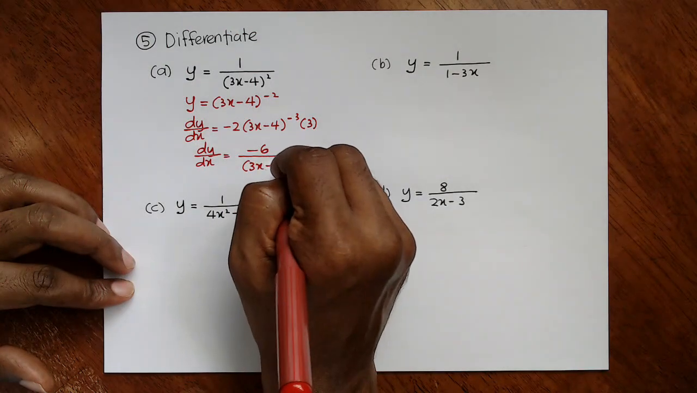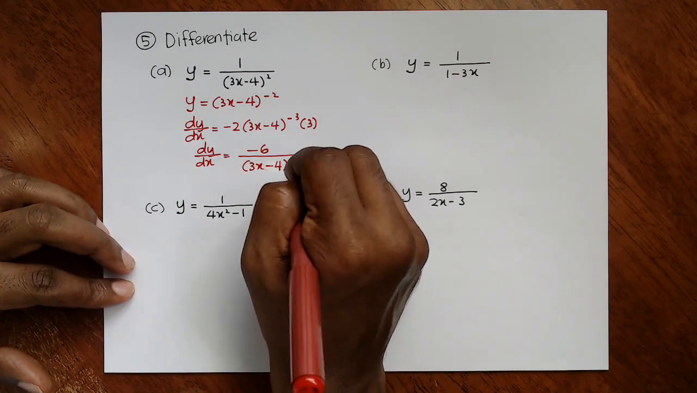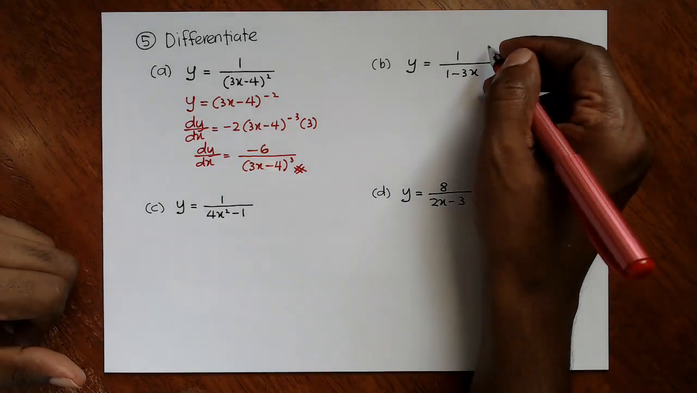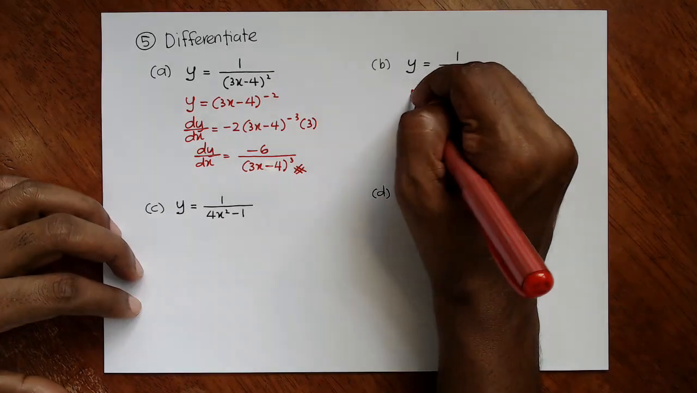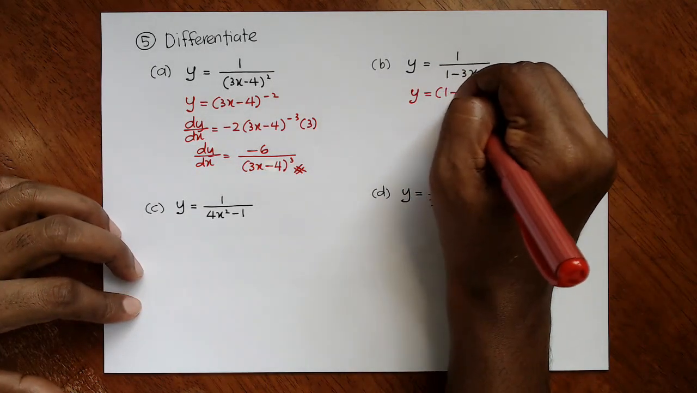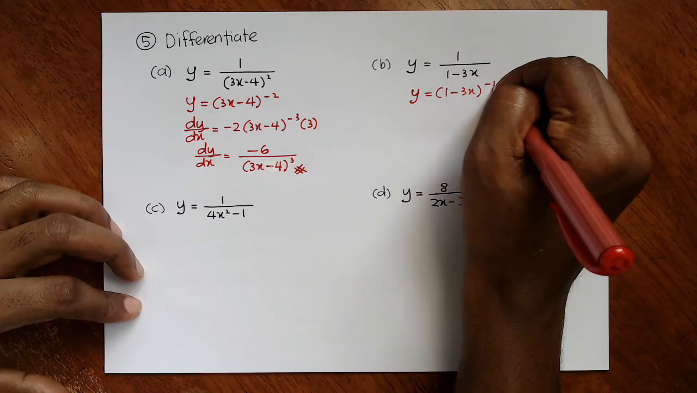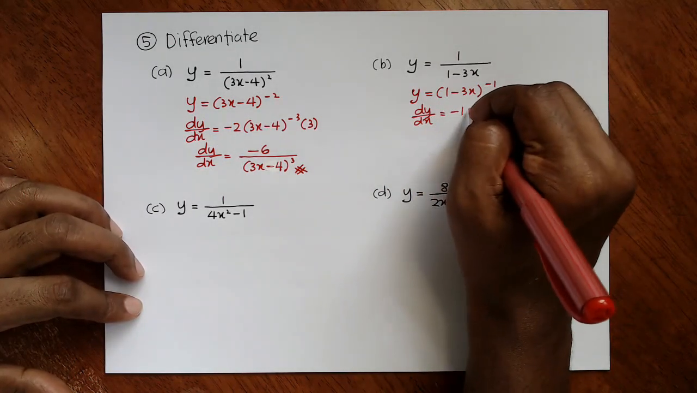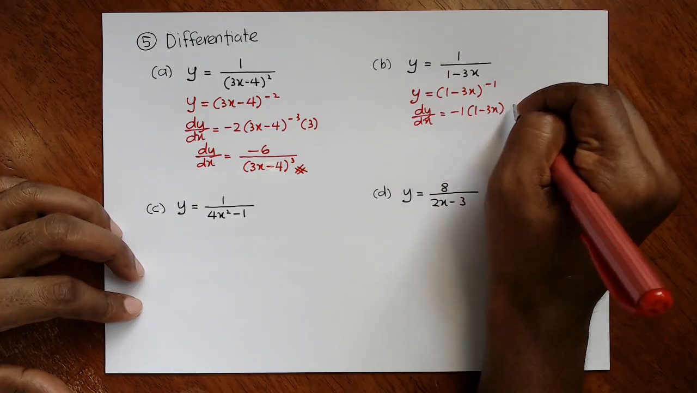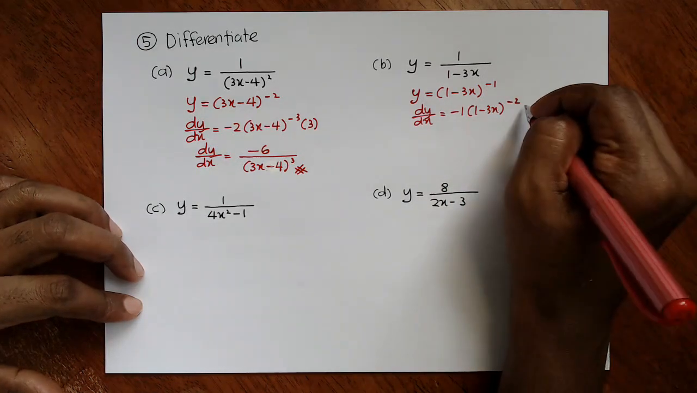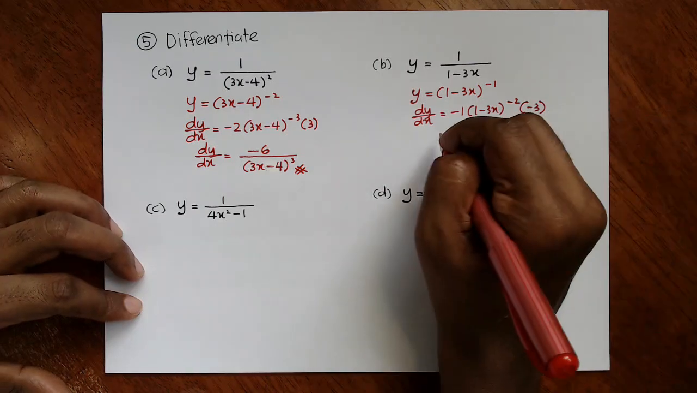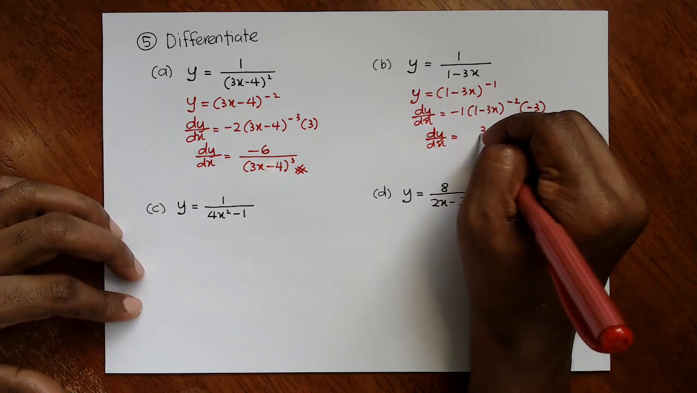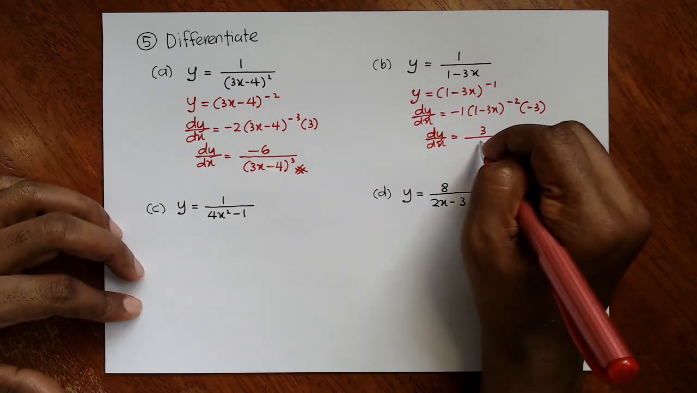How about this one? Same thing, you have to bring the whole thing up. There's no other way. So y equals (1 minus 3x) to the power of negative 1. So we straight away do dy/dx and we get negative 1 (1 minus 3x) to the power of negative 2. Differentiate the inside, you get negative 3. So dy/dx equals 3 over (1 minus 3x) to the power of 2. That's what you get.